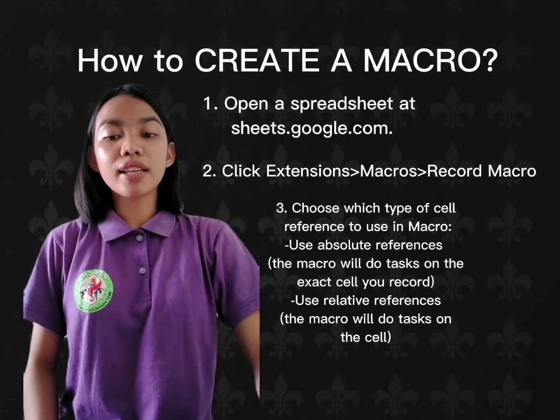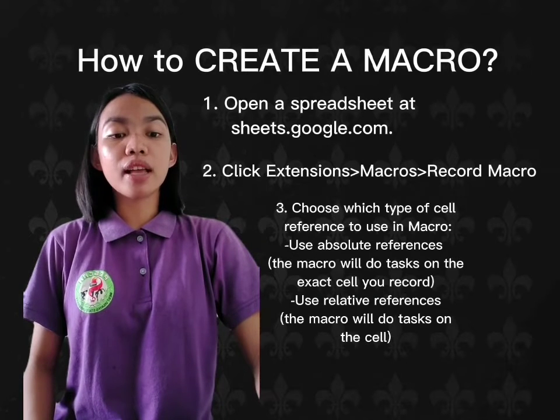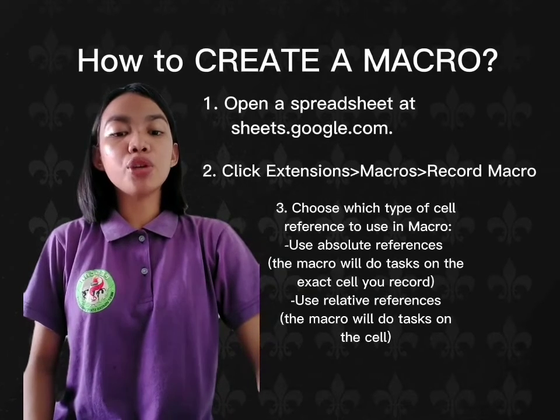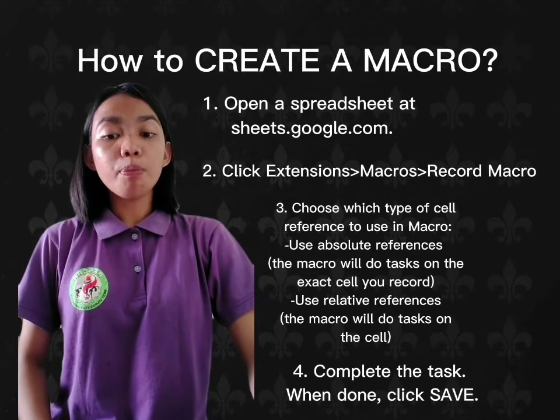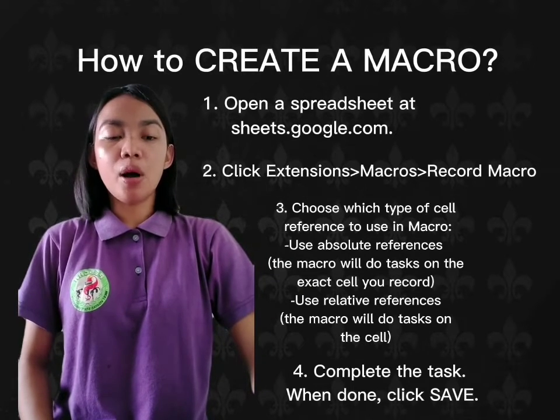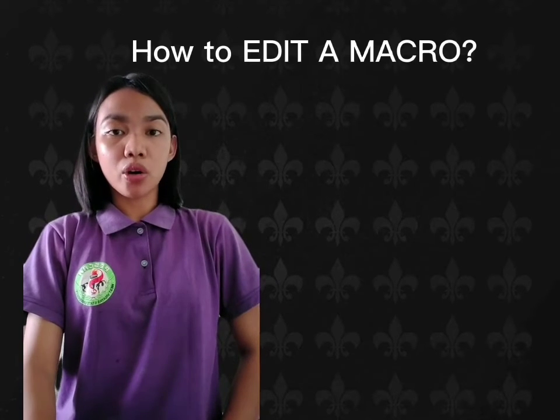The macro will do tasks on the cell you select. For example, if you record bolding cell A1 and B1, the macro can later be used to bold C1 and D1. Fourth, complete the task you want to record. When done, click Save.